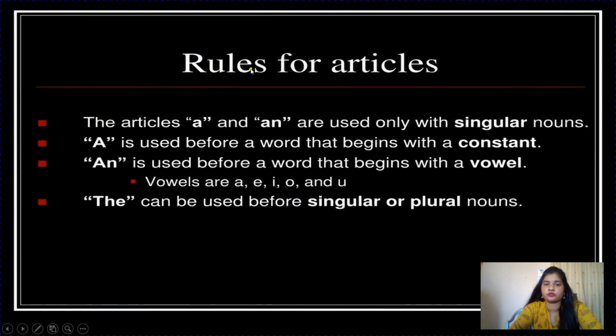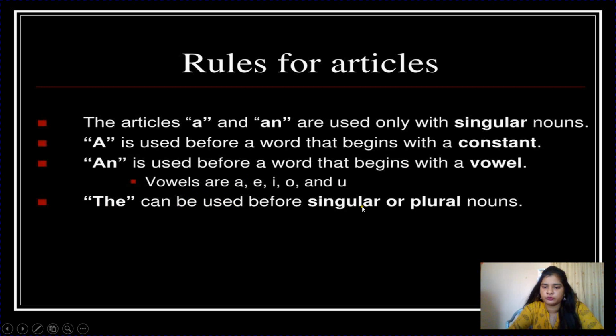Now, what are the rules for articles, children? Yes, in grammar, it's very important to follow the rules. Otherwise, your sentence will be grammatically wrong. First one, the articles a and an are used only with singular nouns. Yes, like a cat, a boy, an orange, an umbrella. Okay, we are talking about only one. A is used before a word that begins with a consonant or which gives a consonant sound. An is used before a word that begins with a vowel or vowel sound like A, E, I, O.